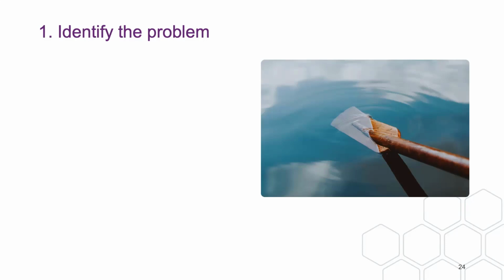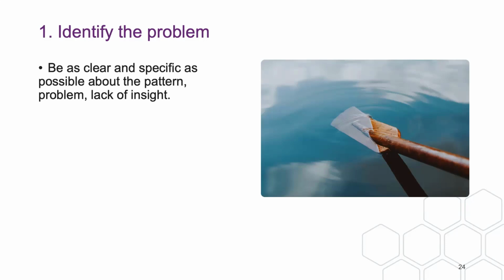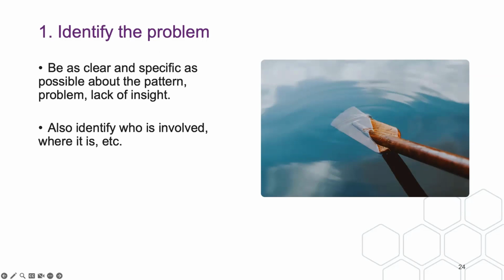So once you've identified the problem, you're going to want to be as clear and specific as possible about the pattern, the problem, or the lack of insight that you're going to be covering, right? You're going to want to identify who is involved, where it is, etc. And that's going to help you to define your research initiative. So maybe you have a goal in mind. Let's say we want to get more people traveling actively through the city centres.